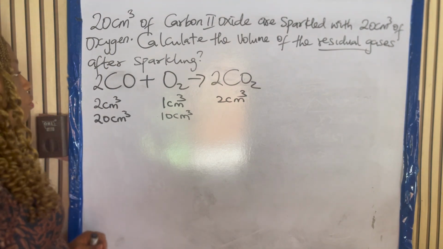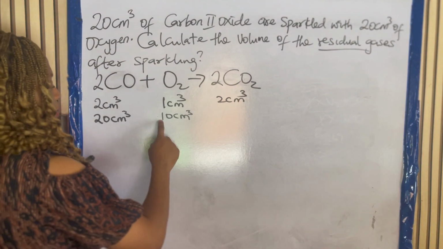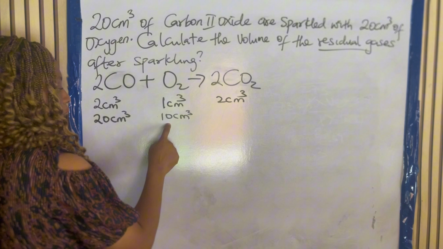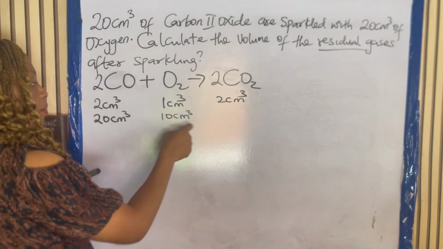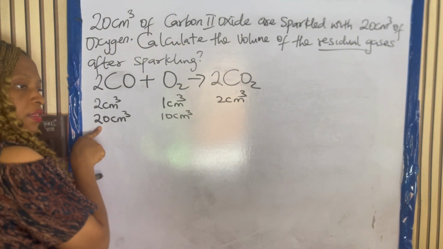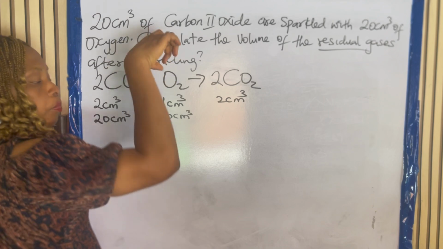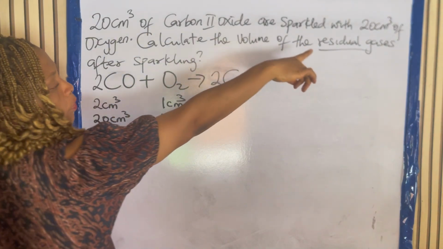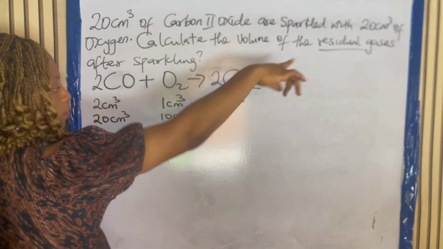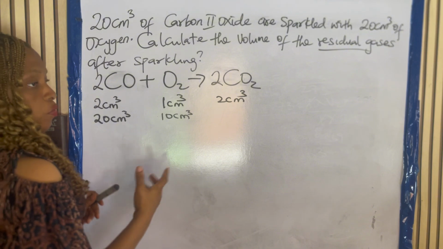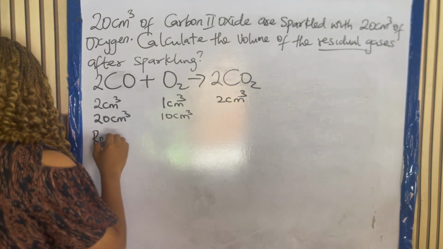So the next thing to do is what? You can see that 10 cm cube of oxygen will be used when you use 20 cm cube. But how many was poured in the eudiometer? 20 cm cube was poured in. So the residual gases will be what? The residual gases will be what?